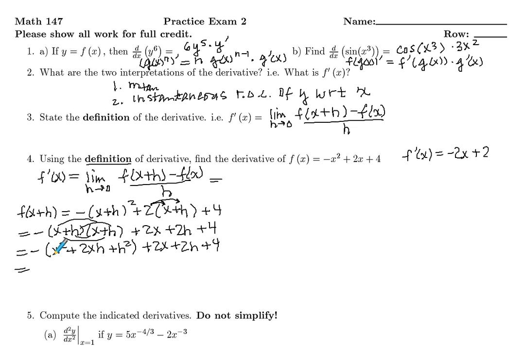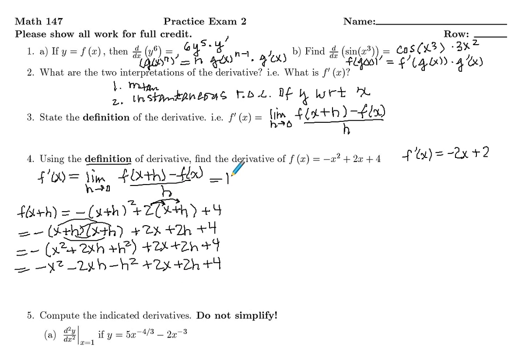Okay, so now let's go ahead and remove the parentheses, change our signs. So negative x squared minus 2xh minus h squared plus 2x plus 2h and plus 4 on the end. And it looks like everything is simplified. We've combined all our like terms. So we're going to plug that in right here.